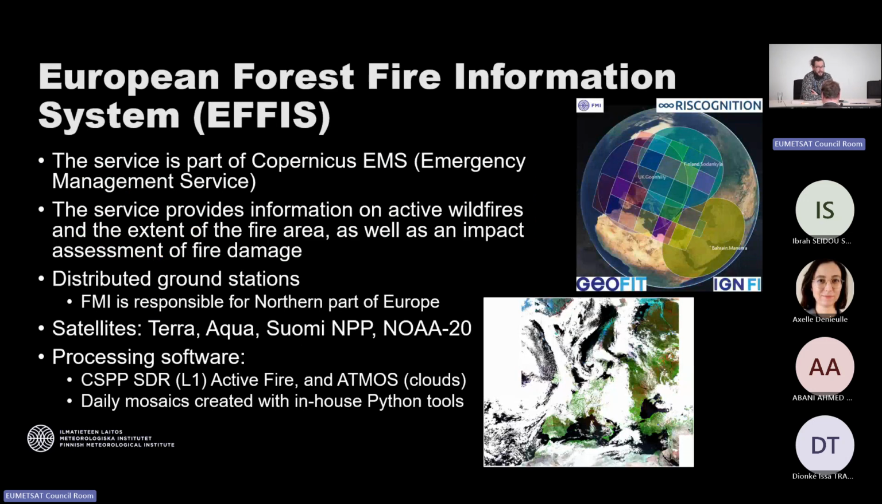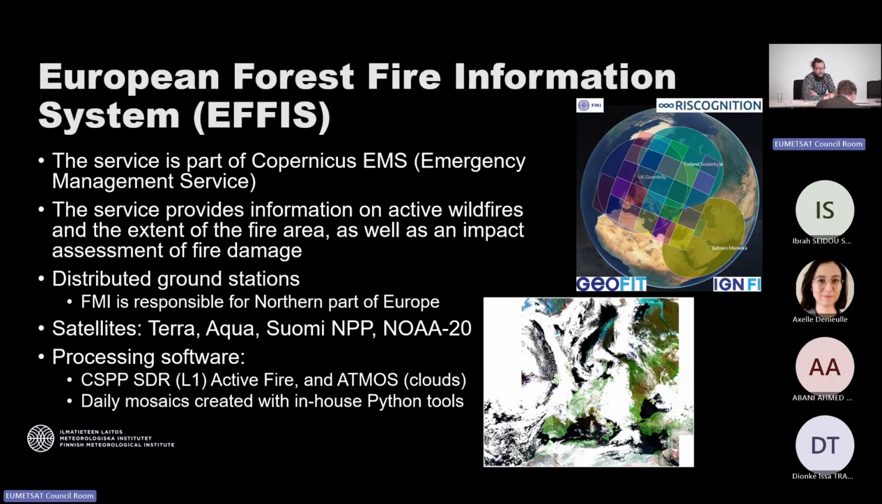We are also doing a Europe-wide service, so not just a domestic one. We are providing active fires for the Copernicus Emergency Management Service. So it's a service that provides information on the active fires and also the extent of the fire areas or burned areas, and also impact assessment of the fire damages.